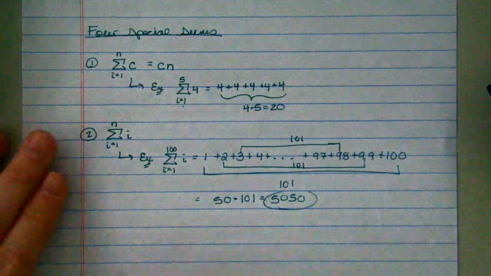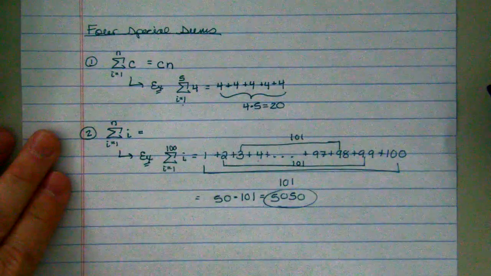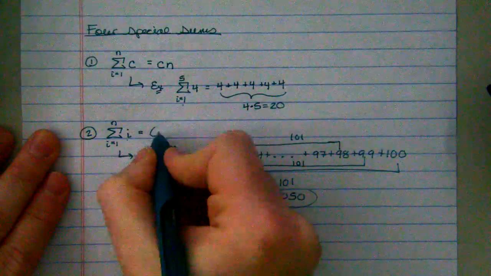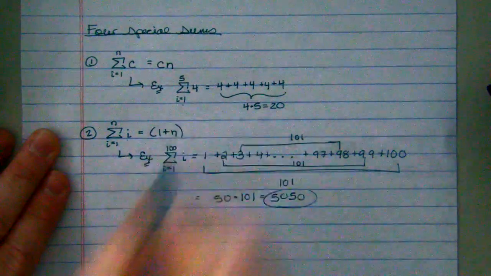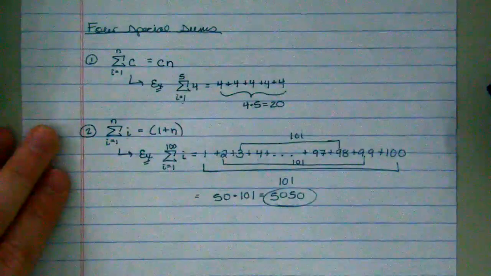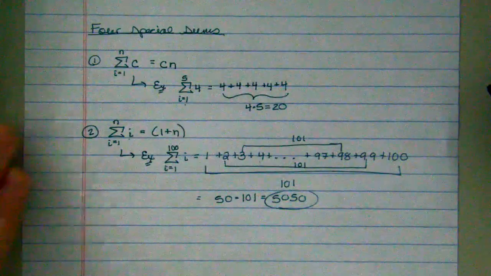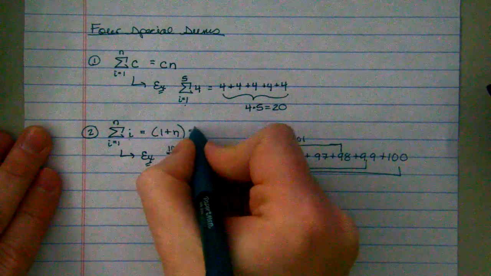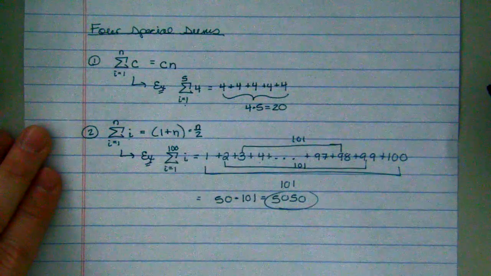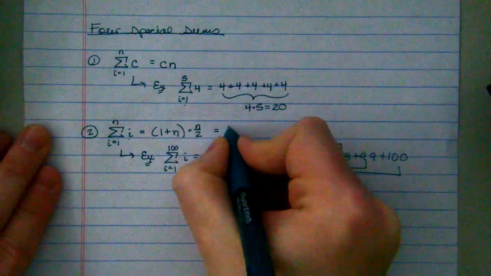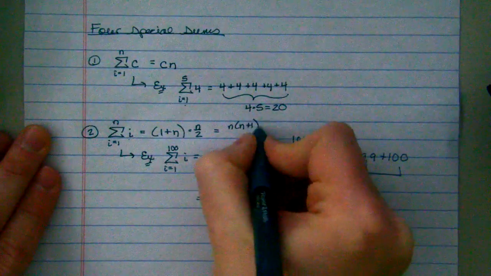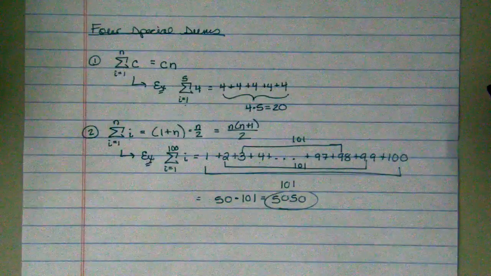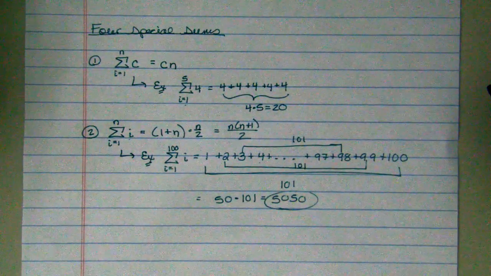The way we can generalize this is I can add my first number, that's just going to be 1, with my last number, that's going to be n. 1 plus n. I then just have to multiply by the number of pairs. Well, if there are n numbers, there were 100 numbers over here, there were 50 pairs. If there are n numbers, that's going to be n over 2. And the usual way we write this is n times n plus 1 over 2. Make sure both of those are in your notes, please.